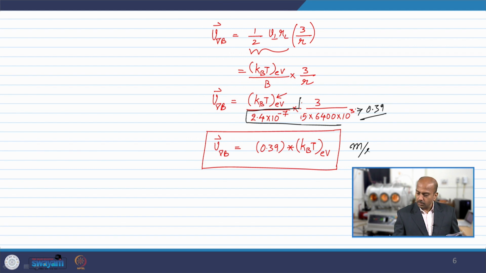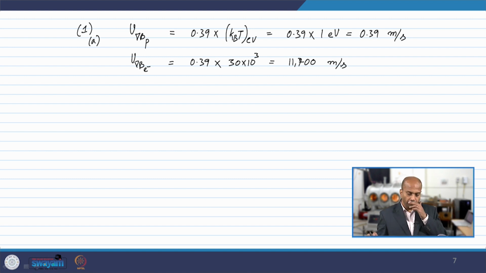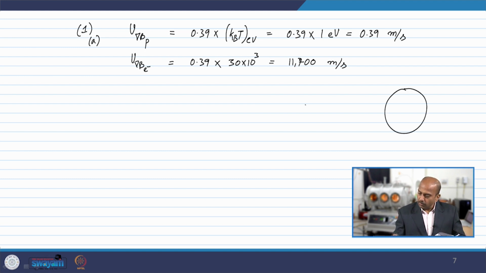This is in meters per second, and V del B for an electron is 0.39 times the energy, which is 30 keV, so 30 × 10^3, which is 11,700 meters per second. So, this is the difference in the gradient drift velocity between electron and proton. The difference is obvious because of the higher energy possessed by the electron and also the smaller mass that it has.